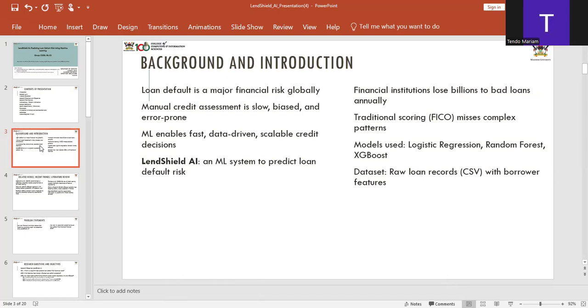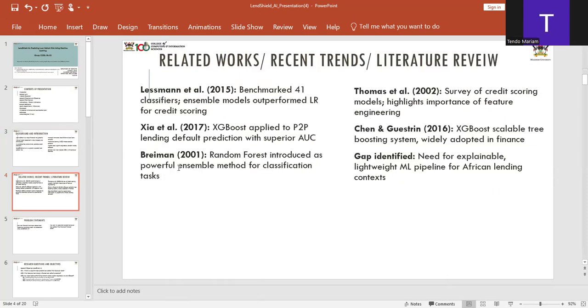Basically, this is a loan default project. We looked at financial risk being a big problem globally. So Lendshield AI is an ML system to predict loan default risk. These are the references I used.